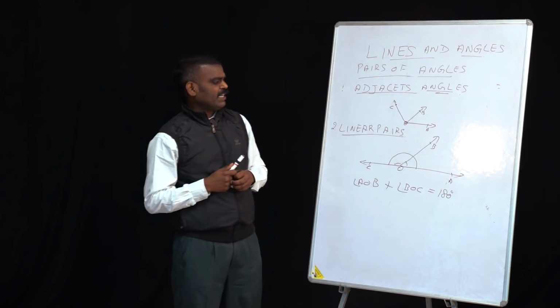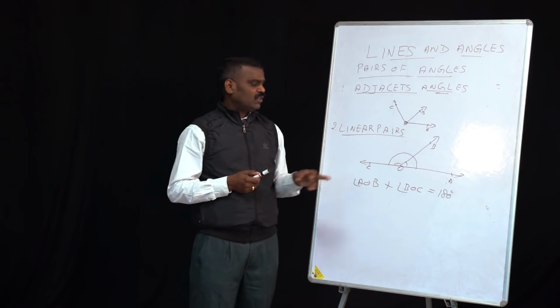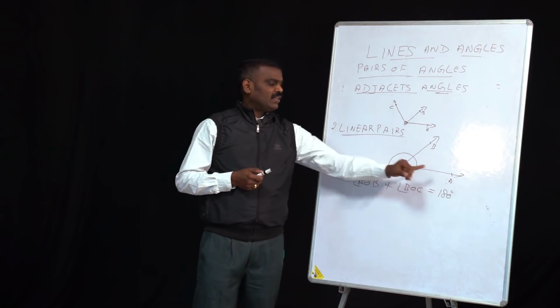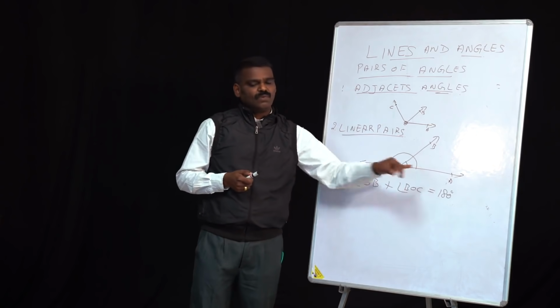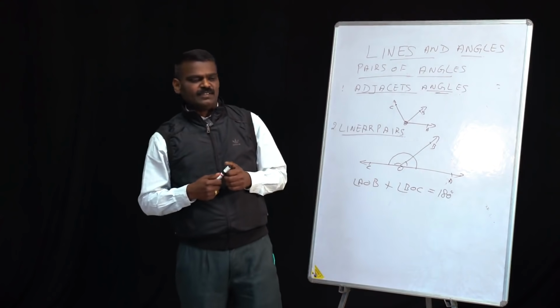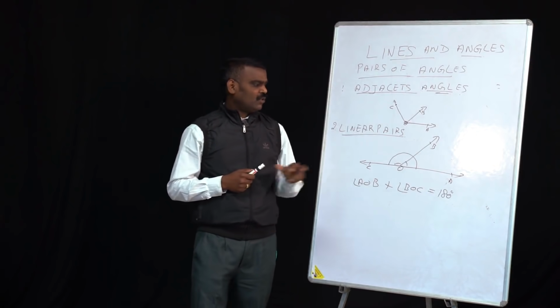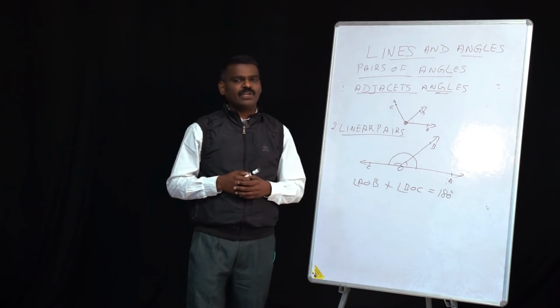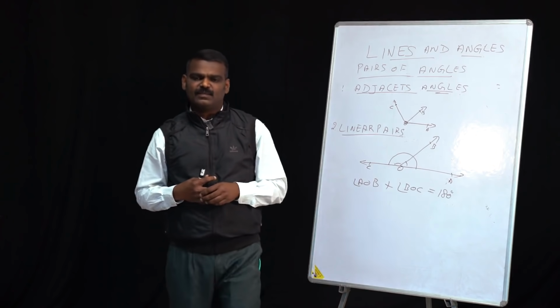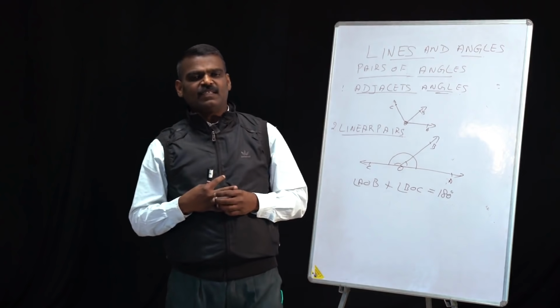At the same time, in linear pairs we learn more, angle AOC together. What do you call? Straight angles. Straight angles has how many degrees? 180 degrees. So, angle AOB plus angle BOC how many degrees? 180 degrees. Okay children, let us see next class.